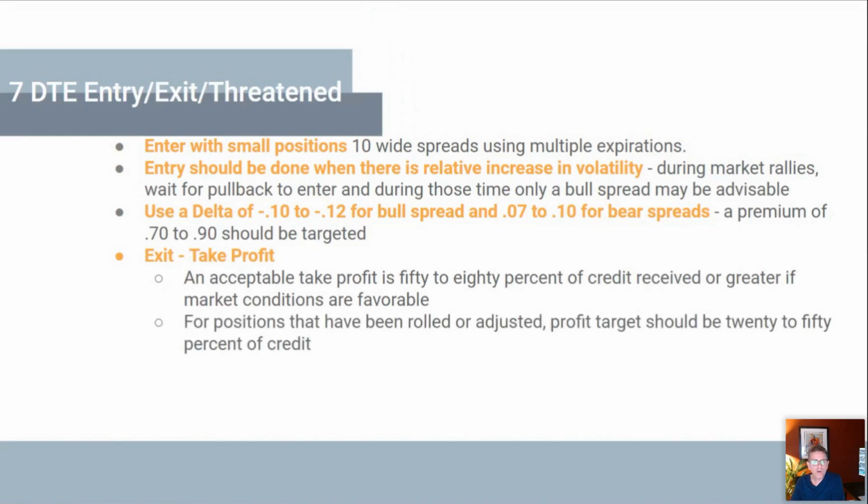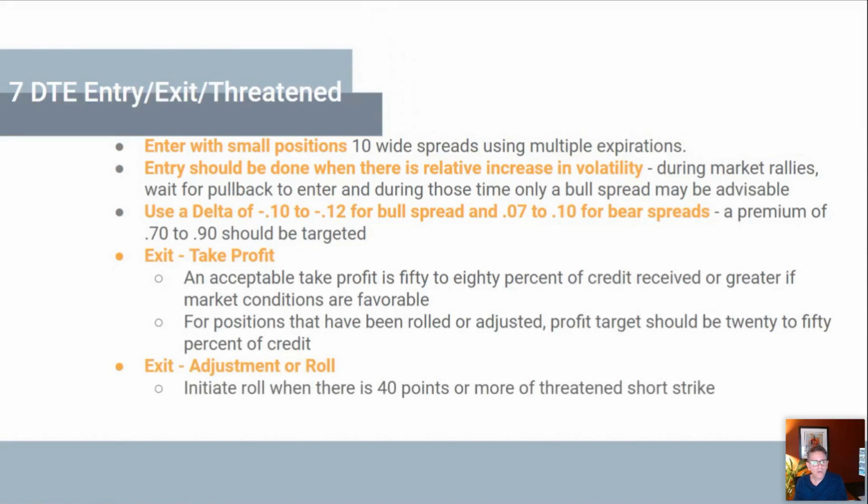And if your positions have already been rolled, you want to target less profit on that, just because typically once you roll the position, it's already more risky than putting a new position on. All right, adjustment or roll. I like to use 40 points or more of a threatened trade on the short strike. So if you're getting close to those 40 points, at 60 to 40 points, you want to get ready to roll that position and figure out how you're going to do that.